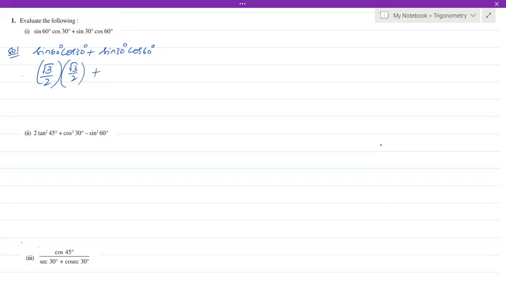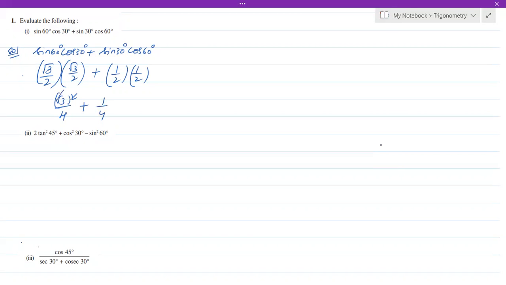And remember the complementary angles, 60 and 30 are complementary, right? So sine 60 will be equal to cos 30 and cos 60 will be equal to sine 30. Sine 30 is 1 by 2. Cos 60, I'm sorry, cos 60 is also 1 by 2. So root 3 into root 3 is root 3 square. 2 into 2 is 4. 1 into 1 is 1. 2 into 2 is 4.